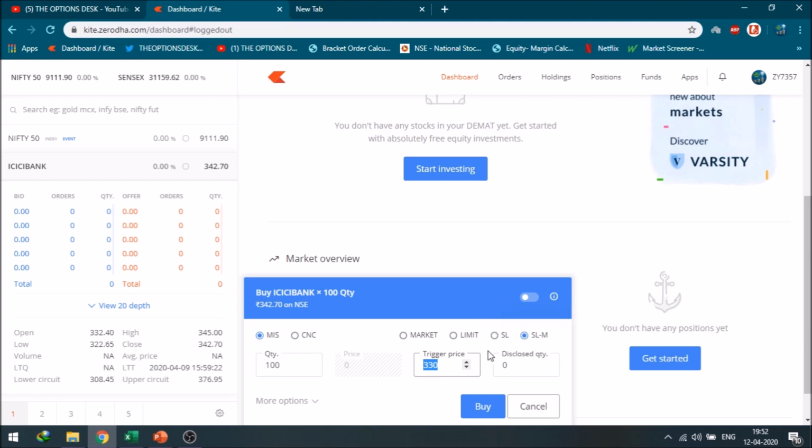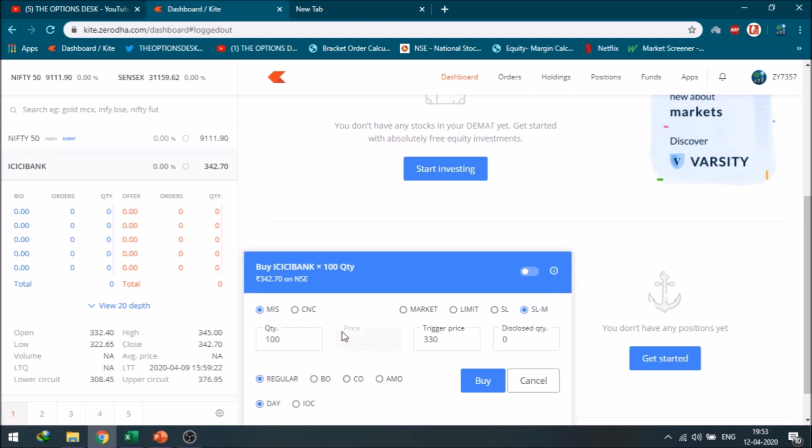How will it get executed? Your trigger will be sent at 330, and maybe at that point 330 is not available, so your order will get executed at 325 or below 330. It will get executed at or below the trigger price, because with an SLM order, once the trigger is sent, the order will get executed at the trigger price or below it. So an SLM order has a 100% surety of getting executed.